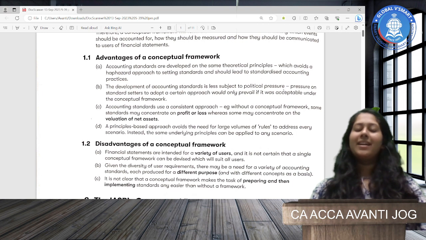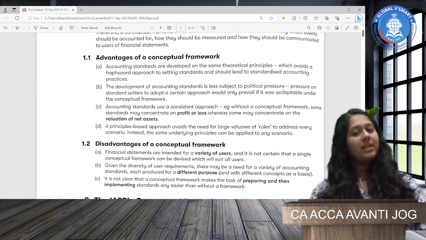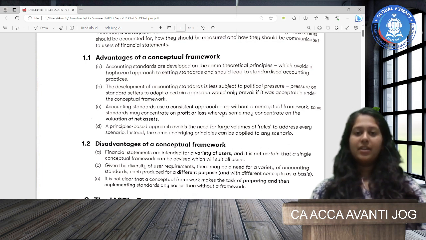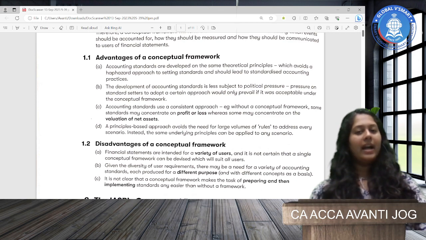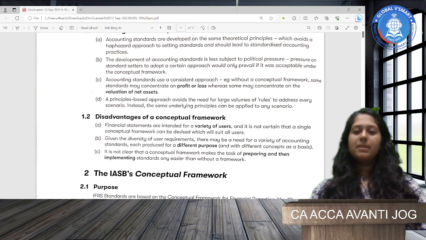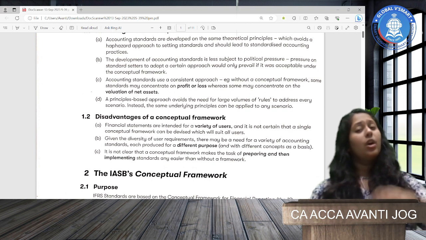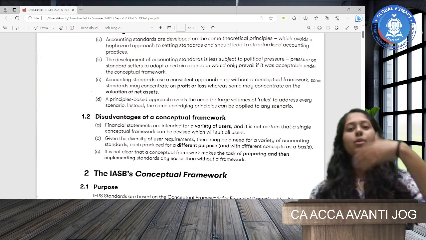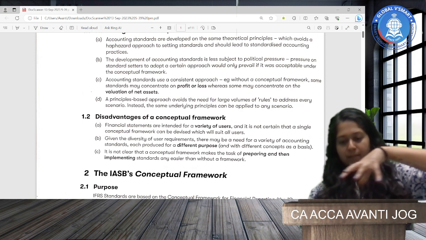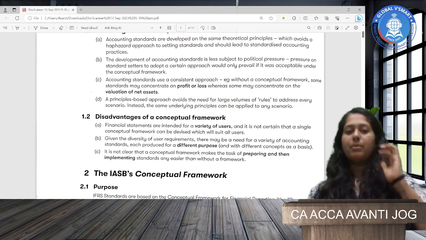No, accounting standards need to be unbiased of all of this, free from all of this, which is ensured through the conceptual framework. Accounting standards use a consistent approach. That is, some standards may focus on profit and loss, whereas some may concentrate on valuation of assets. So every standard will have the same core underlying principles, right? And a principle based approach avoids the need for large volumes of rules to address every scenario. There is no need to look for unique, separate rules for every scenario. Once one base conceptual framework is made, everything will be covered in it.